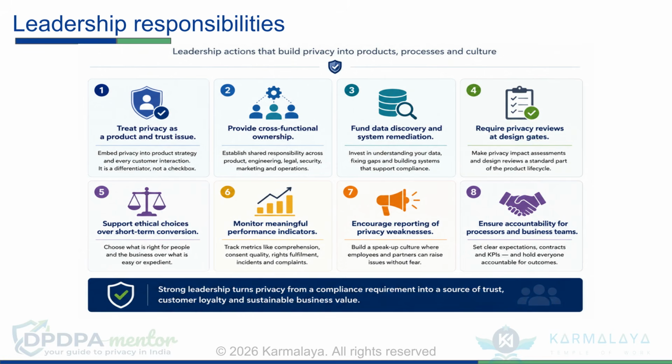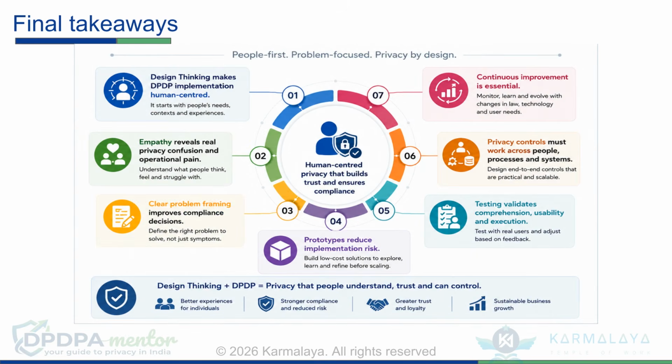The organization should create a culture where employees can report privacy weaknesses without fear of blame. A weak consent flow or unapproved data copy should be treated as a risk to be corrected, not simply as an individual failure. Let us close with 7 key takeaways.